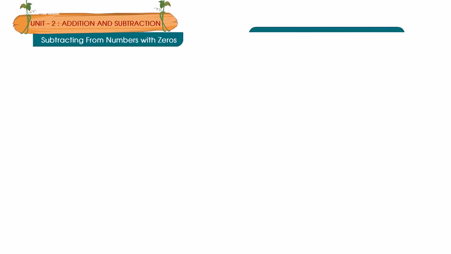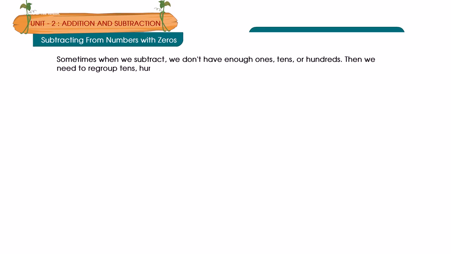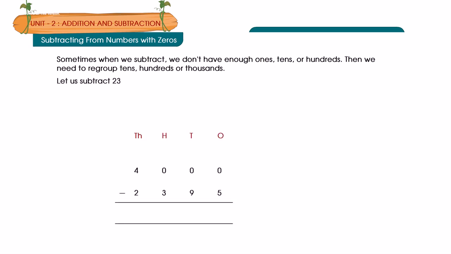Subtracting from numbers with zeros. Sometimes when we subtract, we don't have enough ones, tens or hundreds. Then we need to regroup tens, hundreds or thousands. Let us subtract 2395 from 4000. 4000 minus 2395 is equal to how much?